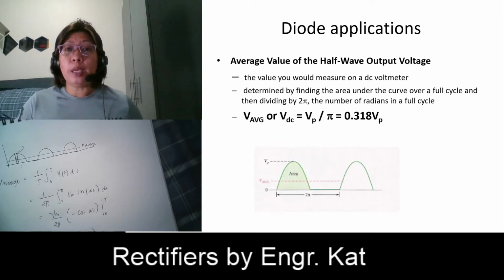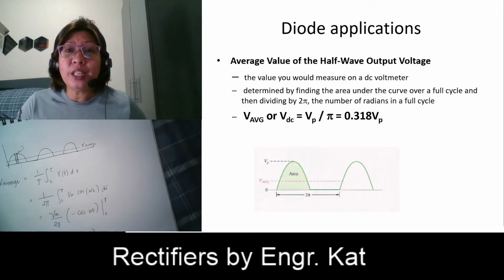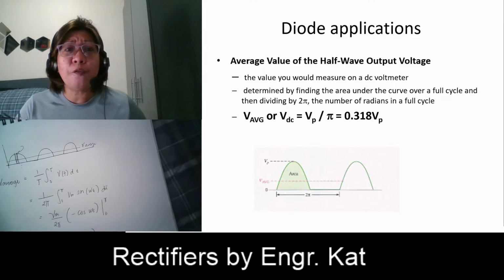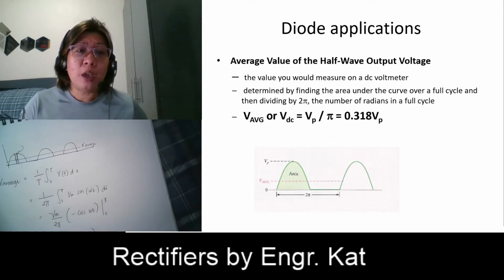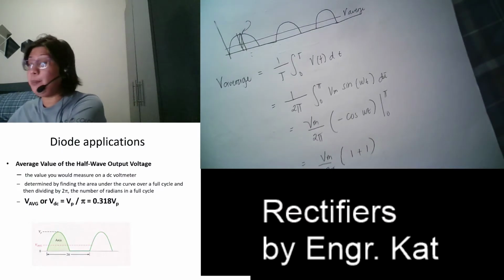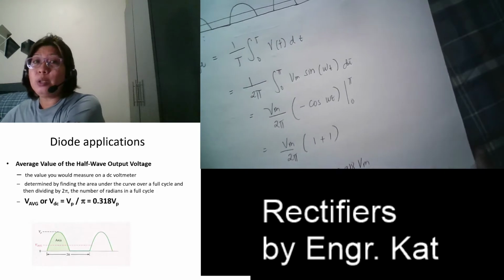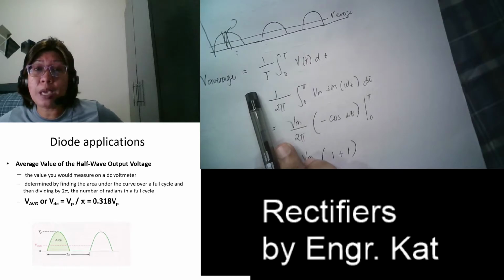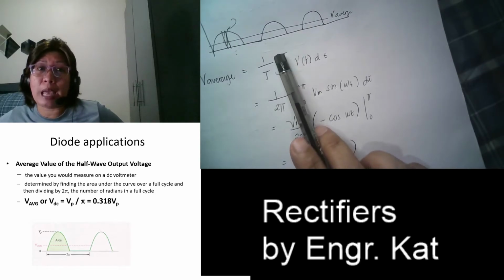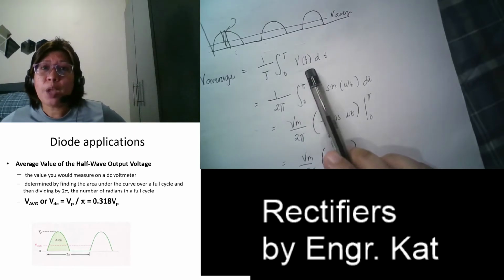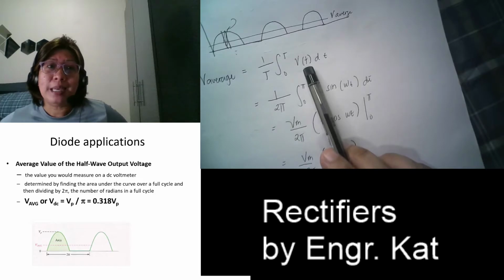Okay, so how did we get this? This is finding the area under the curve for a full cycle and then dividing it by 2 pi. What type of waveform do we have? We have a sinusoidal waveform. If we take a strip here and get the area, that is 1 over T, or 1 over the period, in getting our V average. That is from 0 to T of our input voltage. Our input voltage happens to be an AC source.